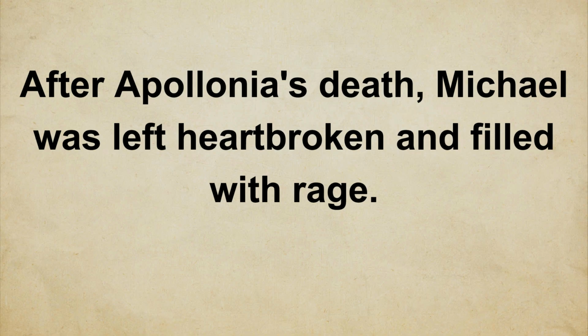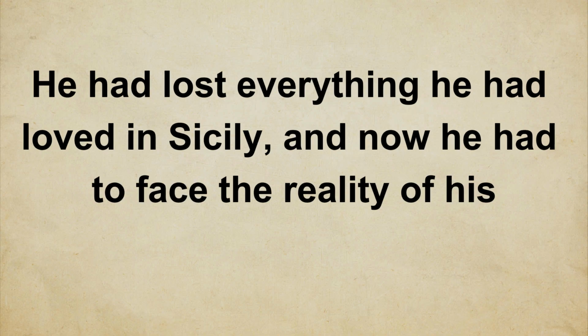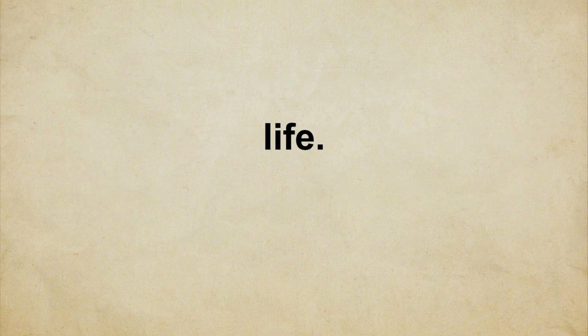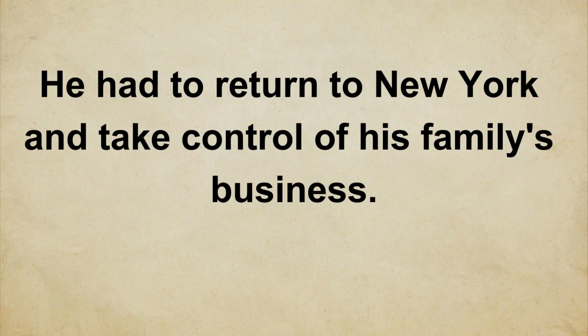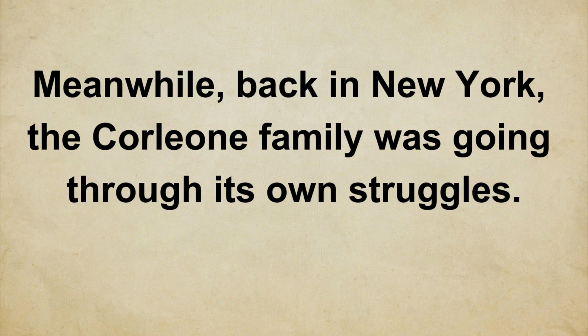After Apollonia's death, Michael was left heartbroken and filled with rage. He had lost everything he had loved in Sicily, and now he had to face the reality of his life. He could no longer hide in Sicily. He had to return to New York and take control of his family's business. Meanwhile, back in New York, the Corleone family was going through its own struggles.